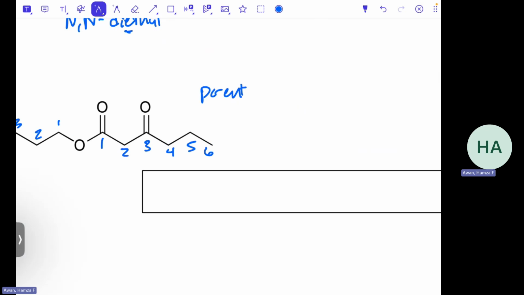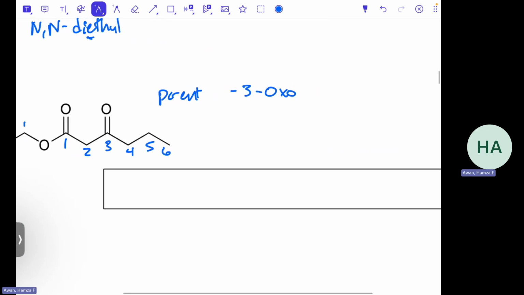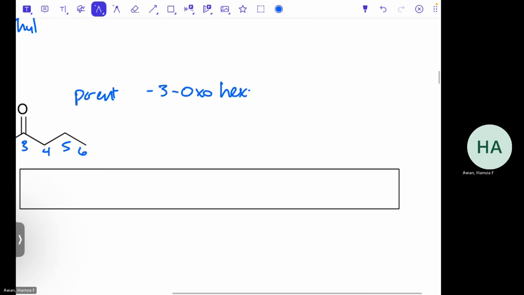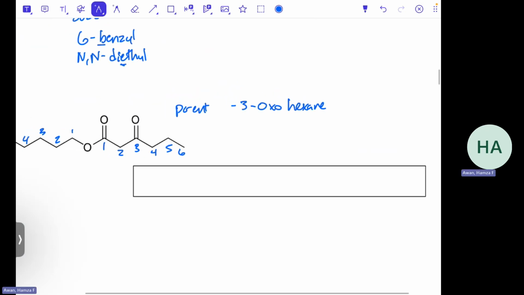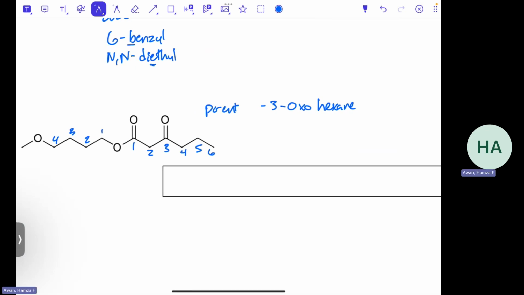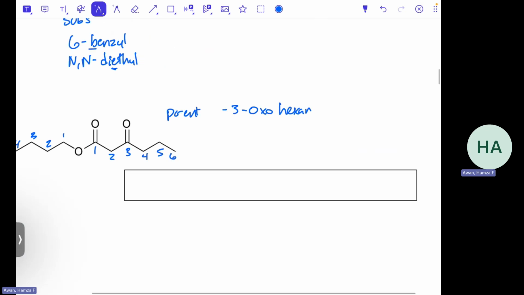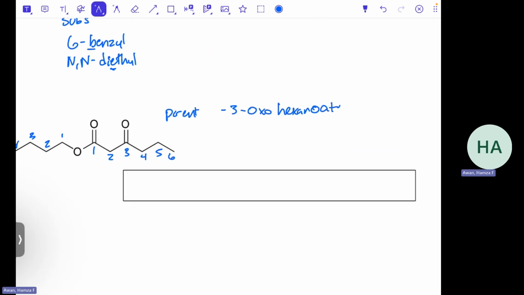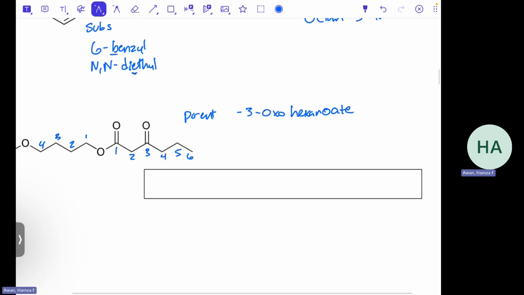We have a substituent on the third carbon, and that's going to be a 3-oxo. So we're going to start with 3-oxo and then hexane. One thing we need to remember is that whenever we're naming esters, the E is dropped and then we add oate at the end. So instead of 3-oxohexane, it would be changed to 3-oxohexanoate. That's going to be telling us that we have an ester.